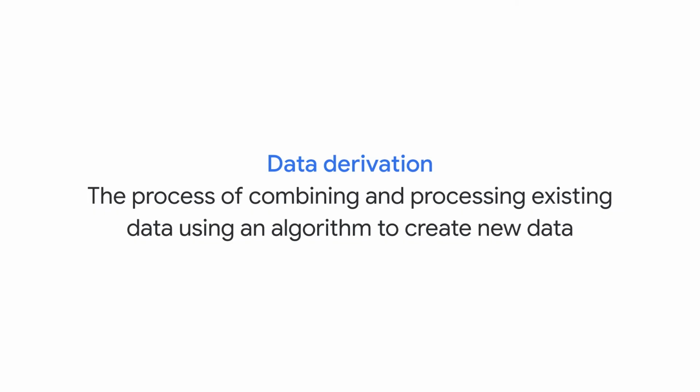In data analysis, to unlock insights like this, you can use data derivation. Data derivation is the process of combining and processing existing data using an algorithm to create new data. The data derivation process starts with raw data, sometimes called base data, that already exists in the dataset.